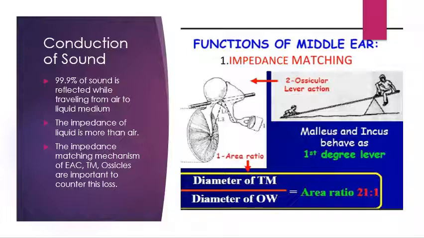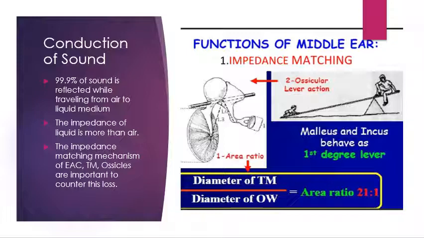So this increases the sound transmission. This converts the sound which is low pressure and high displacement into high pressure and low displacement in the oval window. So you have the low pressure and high displacement type of sound in the tympanic membrane, and high pressure and low displacement in the oval window. So this type of high pressure and low displacement sound is suitable for the cochlea.